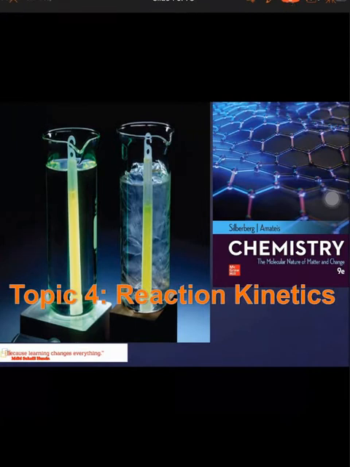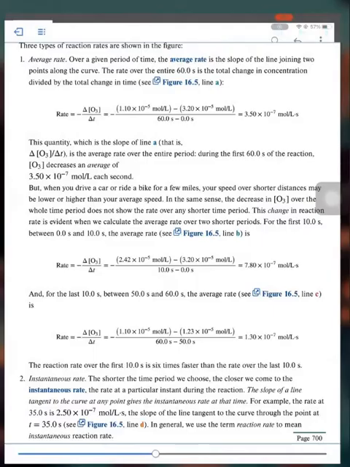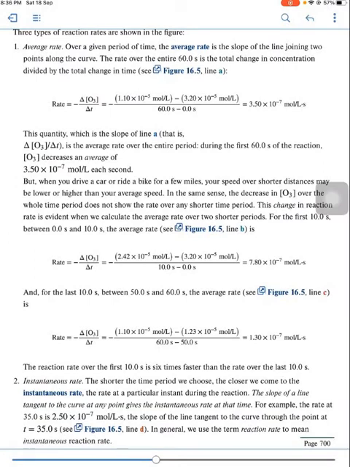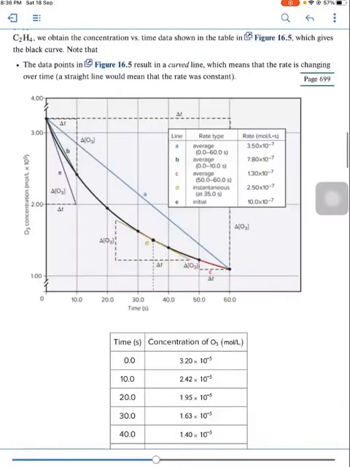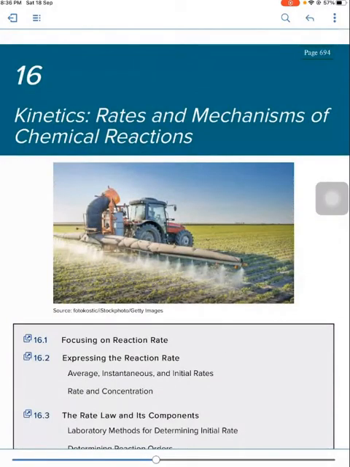So let's get started with topic 4, and this topic will be titled reaction kinetics. If you refer to your textbooks, it's going to be jauh sikit chapter dia. You need to go to chapter 16. Chapter 16, okay, so you should find this in your textbooks: kinetic rates and mechanism of chemical reaction.